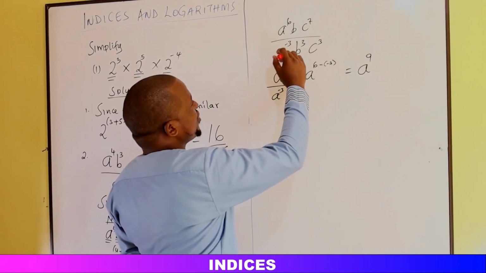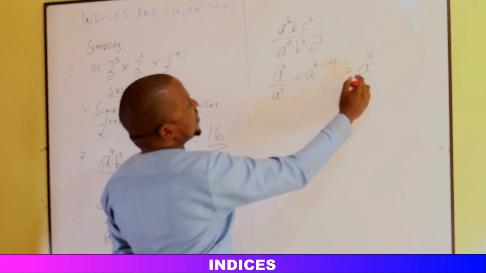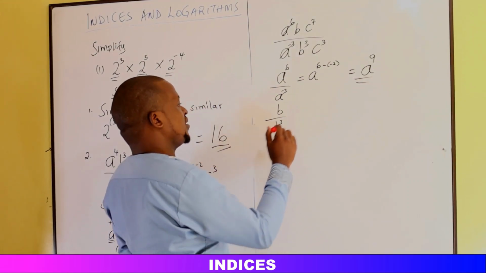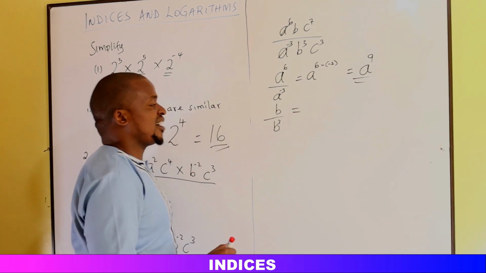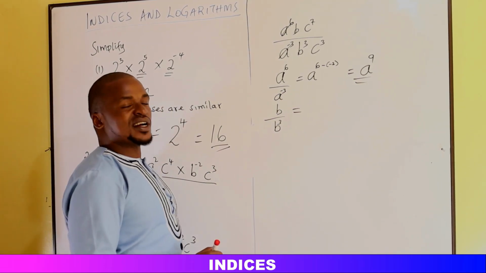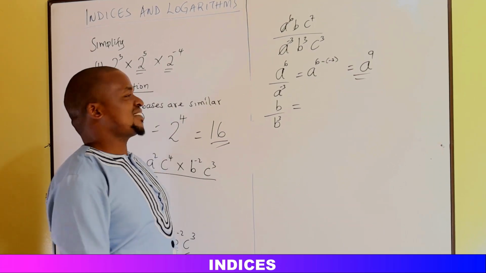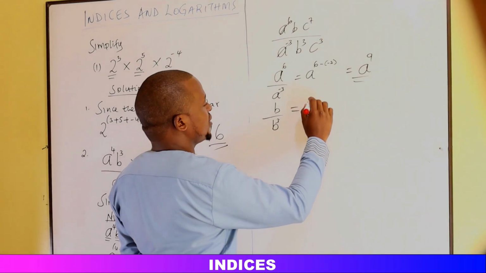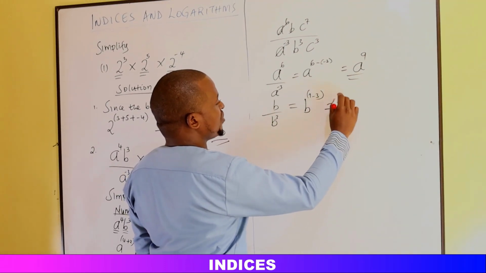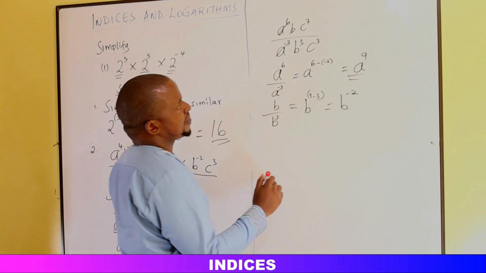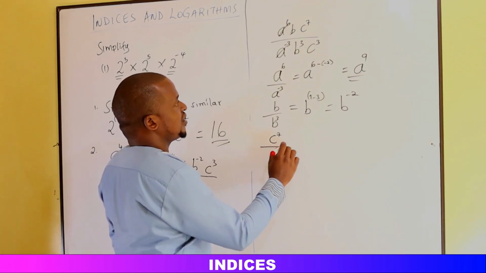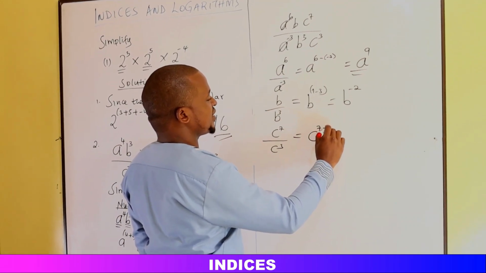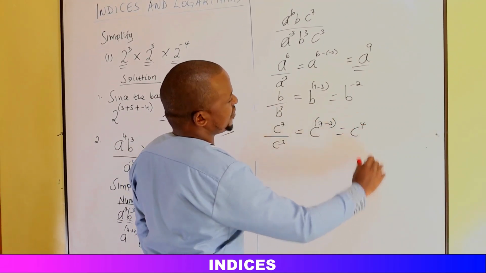So we are through with this, we have a power 9. Then we have b over b power 3. Because we are dividing, we subtract the powers since it is the difference of two powers. So it will be b, 1 minus 3. It will be b to the power negative 2. Then you have c 7 over c 3. It will be c, 7 minus 3. It will be c raised to the power 4.